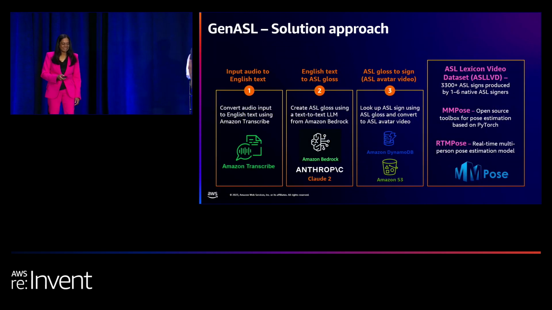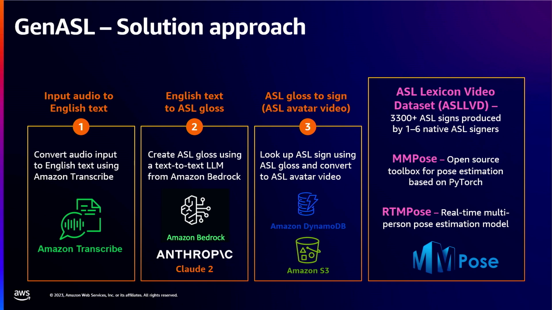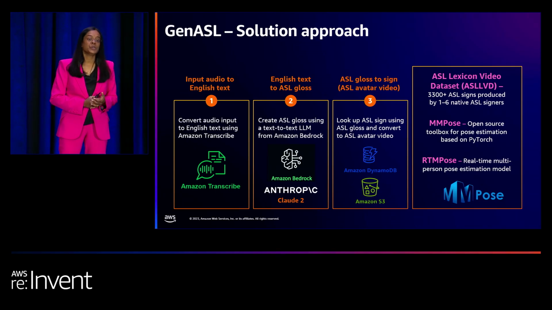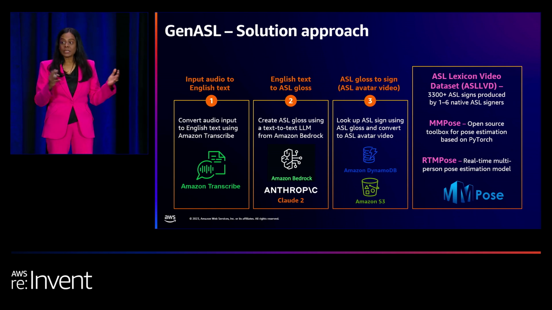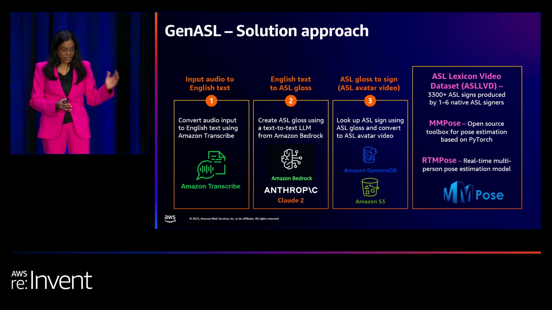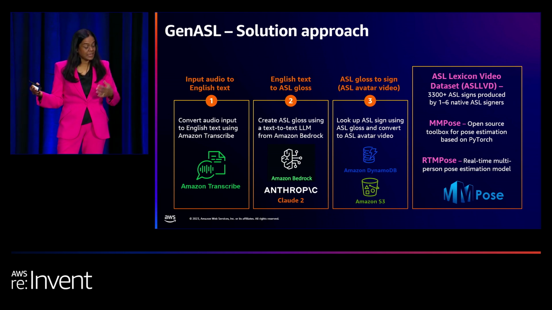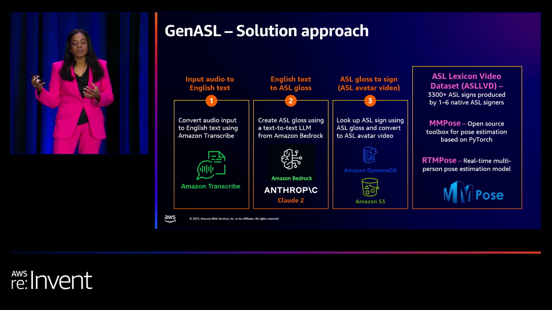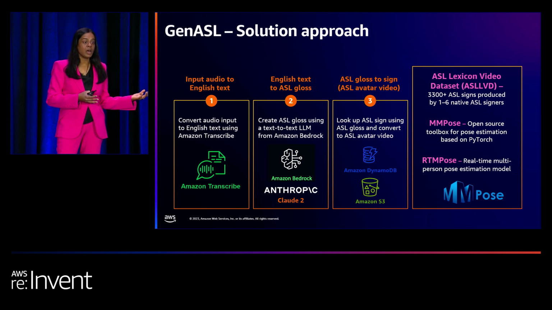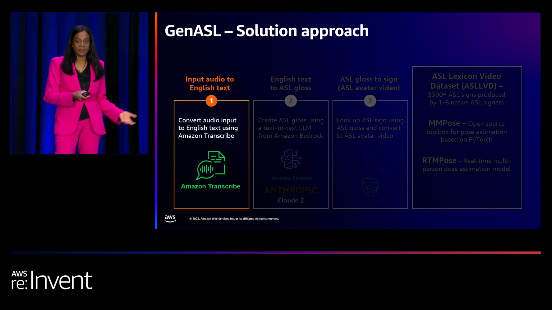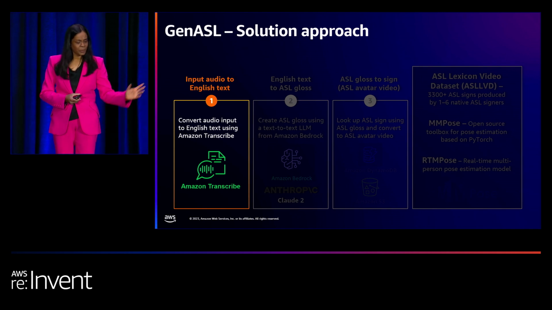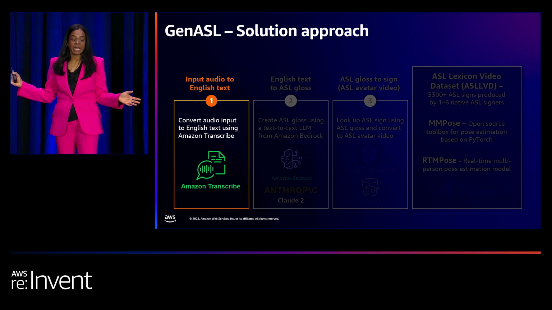Awesome. So those examples that you saw were generated by our Gen ASL application. So having looked at some examples and the high-level idea, let's take a deeper look at our solution approach. So our solution includes 3 steps. In step 1, we take the input audio and convert it to an English text. In step 2, we use the English text to generate the ASL gloss. And in step 3, using the ASL gloss, we generate those videos that you saw in the previous slide. I'm going to be diving deep in each of the steps in the subsequent slides.